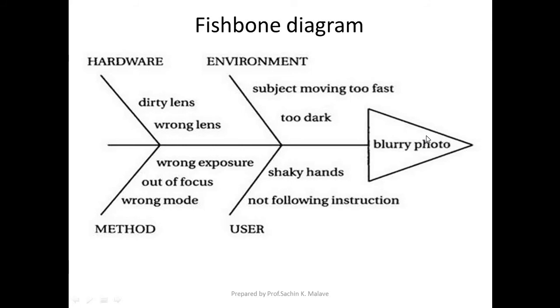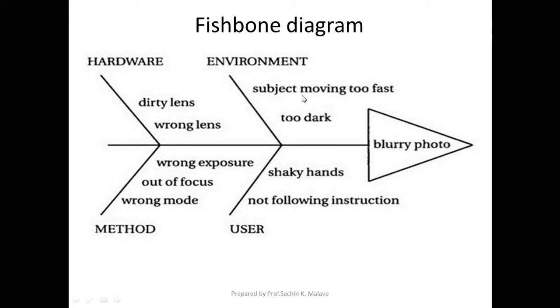So for this blurry photo, what can be the reasons? There are various possibilities. There may be a problem in the hardware, there may be a problem in the method, there may be a problem in the user, there may be a problem in the environment. These are the major categories because of which the photo is blurry. Now you have to go on analyzing the problem. So you have to check each possibility.